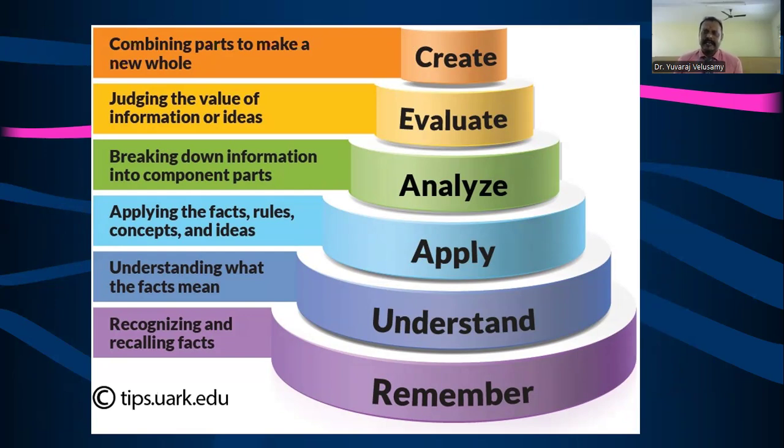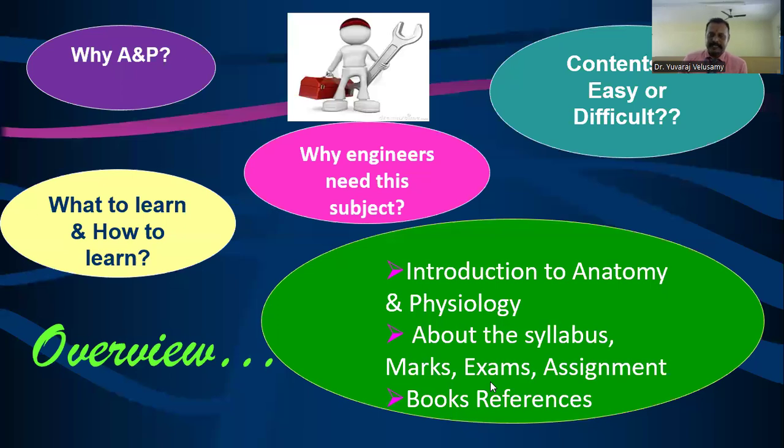Then analyze: comparative analysis, benefit analysis, functional analysis, performance analysis kind of things. Then evaluate. So the level of knowledge is going up, and evaluating means judging the values in the information. Finally, we are going to create something new from that, a new invention kind of thing. So this is Bloom's taxonomy. You should have an idea about it, so I thought of sharing with you the outcome-based education system.